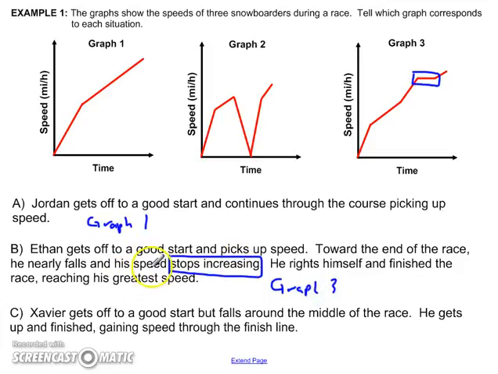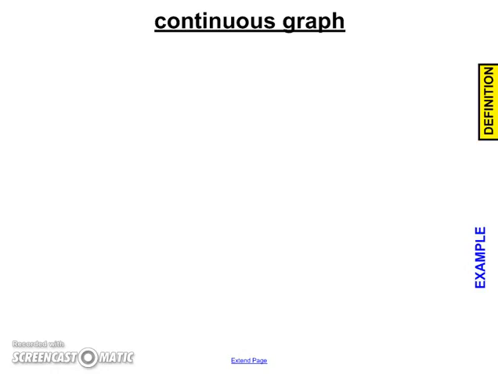the story here. And then Xavier gets off to a good start, but he falls around the middle of the race. Well, here looks like the part, Xavier's good start here, but there's the fall. And so in that particular case, that tells me that graph number 2 goes with C. So the ability to look at a graph and have an idea of what is happening as time progresses is important.